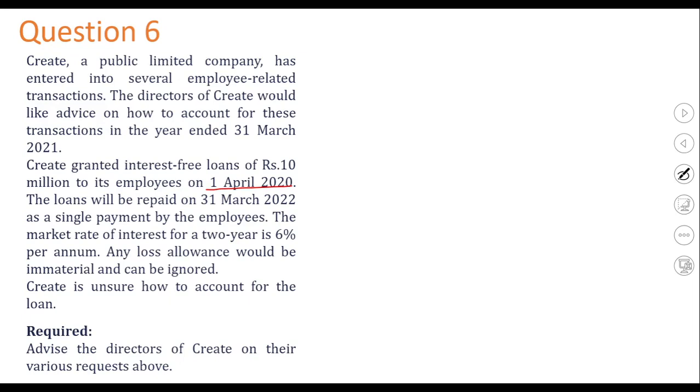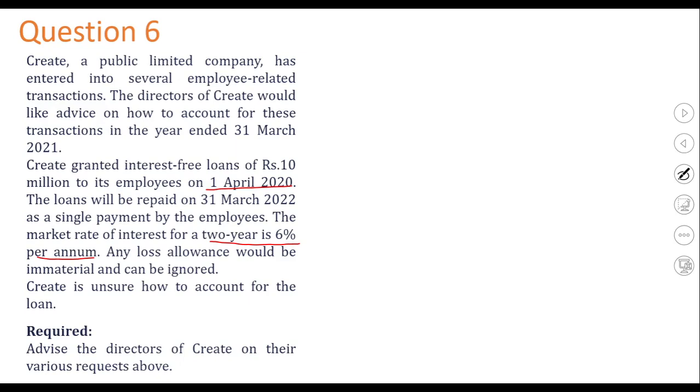The market rate of interest for a 2-year loan is 6% per annum. If you go and take a loan from the bank, they would have charged 6% interest, which is the IRR or the effective interest rate. Any loss allowance would be ignored. Don't worry about this. Create is unsure how to account for this. Required: advise the directors how to do this.